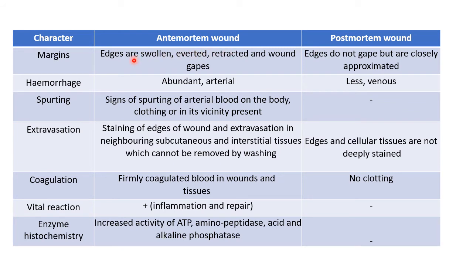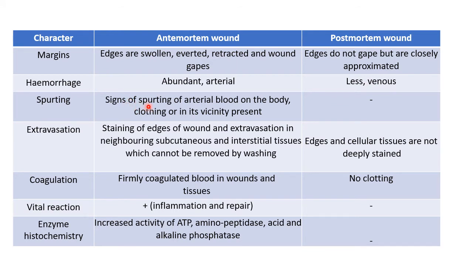In case of antemortem wound, the edges are swollen, everted, retracted, and the wound gapes. Whereas in case of postmortem wound, the edges do not gape but are closely approximated. The hemorrhage in case of antemortem wound will be abundant and the bleeding will usually be of arterial origin. The hemorrhage in case of postmortem wound will be less and it will usually be venous bleeding.